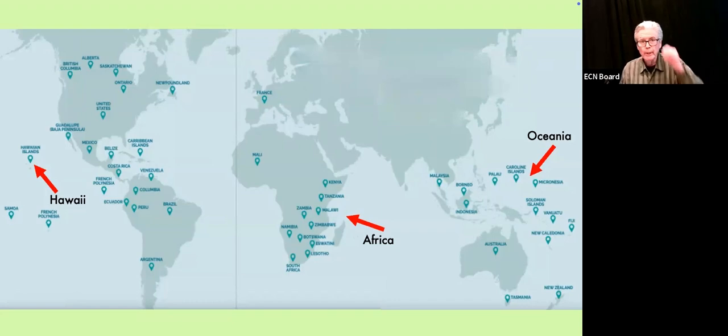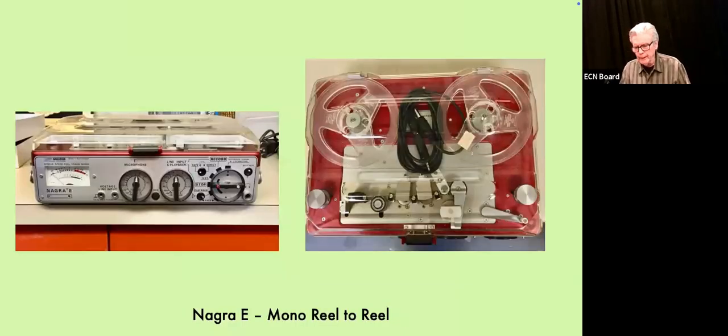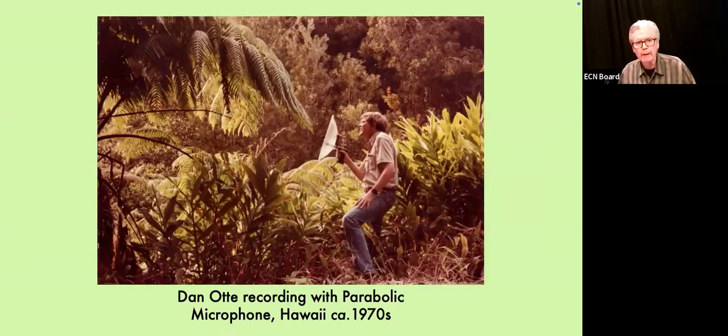He cut his teeth with his thesis advisor. They did the Australian crickets in the 1960s. He was no babe in the woods when it came to audio because Dick Alexander, his thesis chair, put out this record with Donald Borror in the 50s called Songs of Insects, which they recorded. There's the vinyl. Dan started out recording the signals of grasshoppers, and he did this with this Nagra recorder. He soon graduated to a parabolic microphone with stereo tape decks.